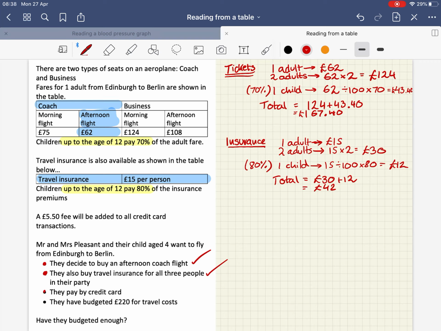So next thing, we are told they pay by credit card. So reading through here, this fee is added to all credit card transactions. So that means we just need to remember the cost of that credit card transaction. And that's all we have to do with it. And then we're told they have budgeted £220 for travel costs. Have they budgeted enough? So all we need to do is just take our final answers from each section and add them together.